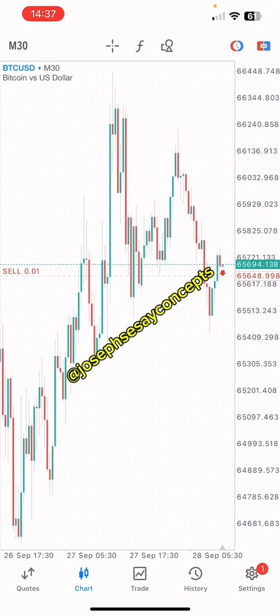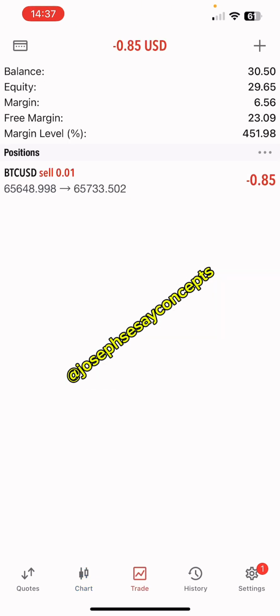Okay, if you have like $10, $15 in your account and you want to use a higher time frame, a single candle is going to close and blow your account. And the most important thing when flipping a small account is your free margin. As you can see here, my free margin is currently $23, which means I have a free margin to keep up with this particular trade.